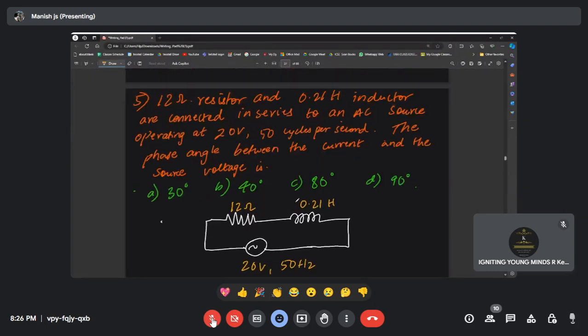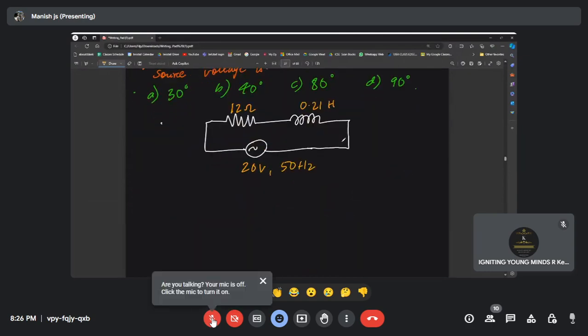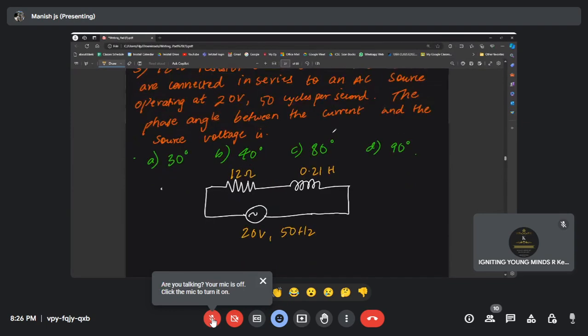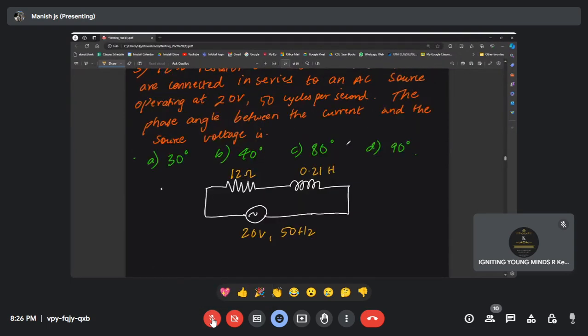Why am I saying 50 hertz? Cycles per second is nothing but frequency, the number of cycles per second. Fine. So this is the figure. We have now converted the question into a diagram. Now try to extract the particular information based on what is being asked. They're asking what is the phase angle. Whenever you have an electrical circuit question asking for phase angle, you have to find the relation for the phase angle based on the given data.